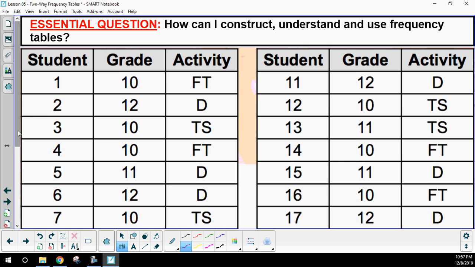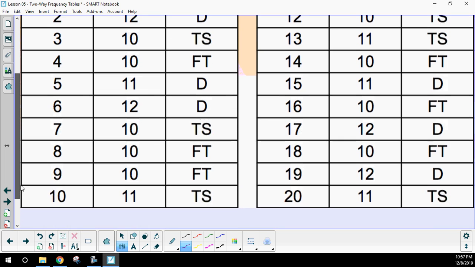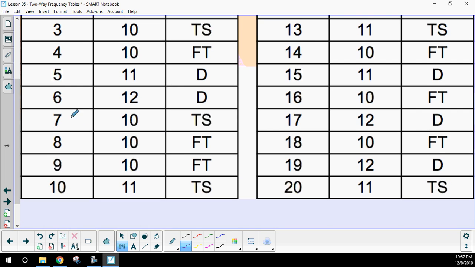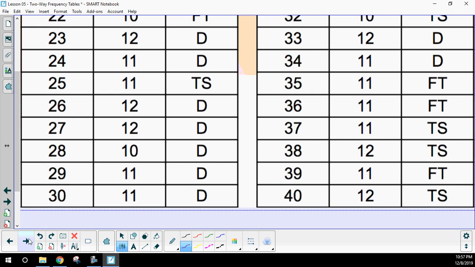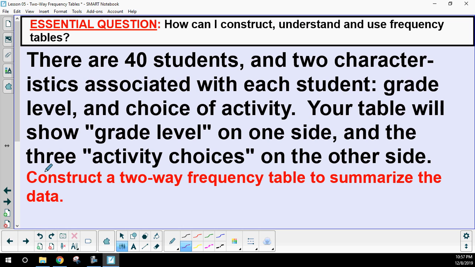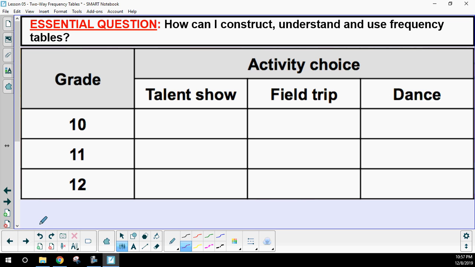Here's the first 20. You know, the time of counting the responses, the grade they're in, what they chose. And here's the last half. So there are 40 students. Two characteristics associated with each student are the grade level and choice of activity. Your table will show grade level on one side and activity choices on the other side. So if you're following along, you can construct a table yourself.